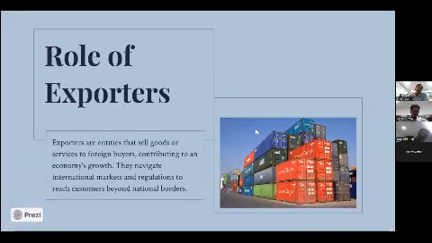Role of exporter. What is the role of an exporter in this scenario? Exporters are entities that sell goods or services to foreign buyers, contributing to an economy's growth. They navigate international markets and regulations to reach customers beyond national borders. In this sense, when we sell the goods, they will be transported by flights or by air or by sea. Sea in the sense it will be loaded in the ships.